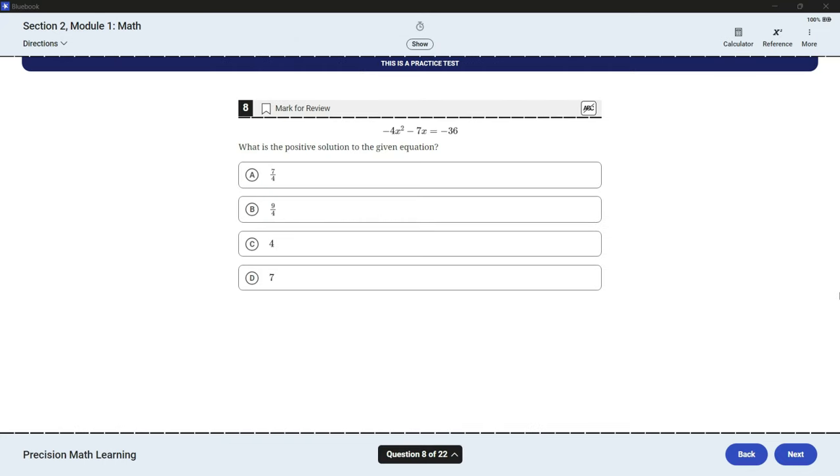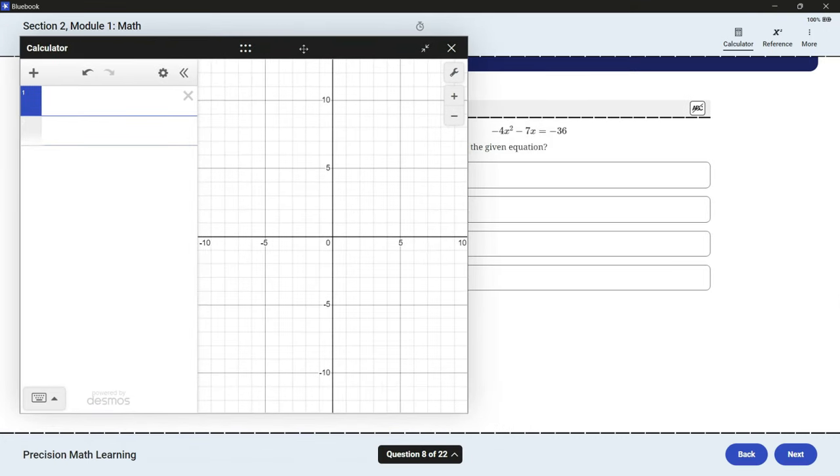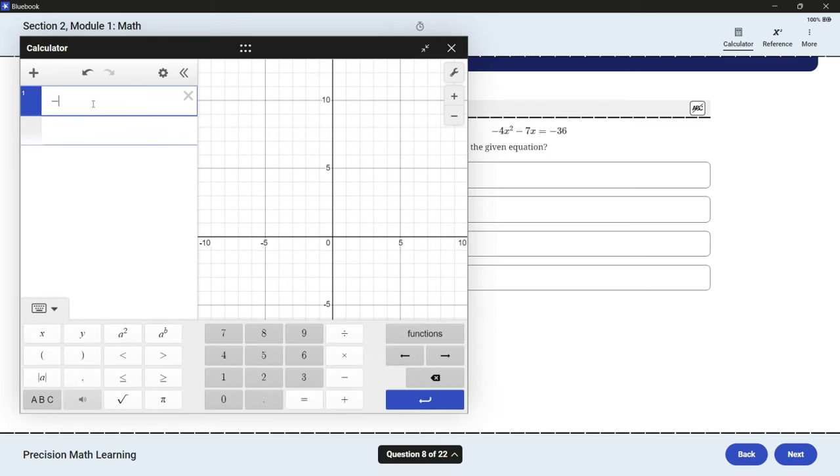For this next question here, Desmos is definitely going to be the fastest way of solving it. The other ways of doing it would be to use the quadratic formula, or maybe you could factor it, although this doesn't look super factorable. So to solve this using the Desmos calculator, we're just going to open that again. And we're looking for the positive solution for this equation. So that's when it is crossing through the x-axis.